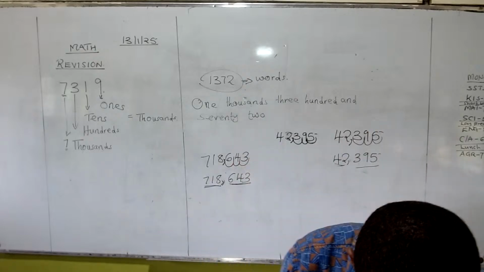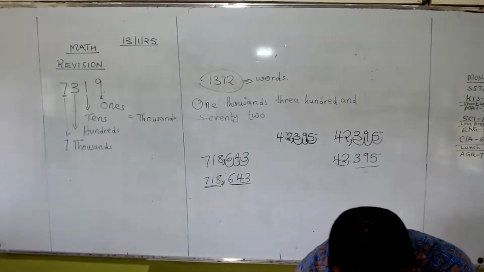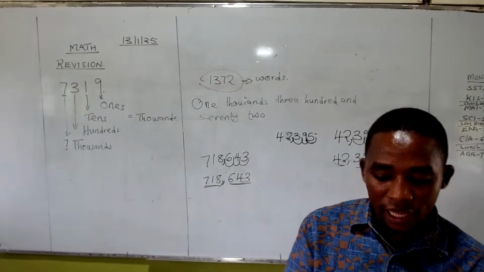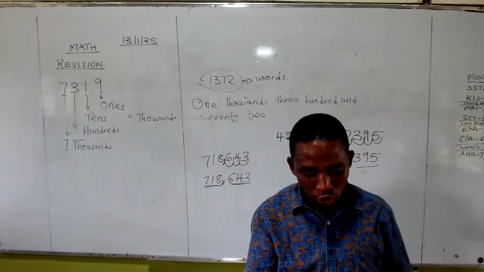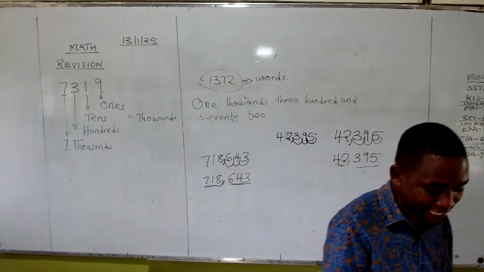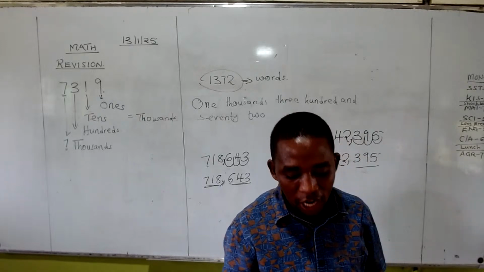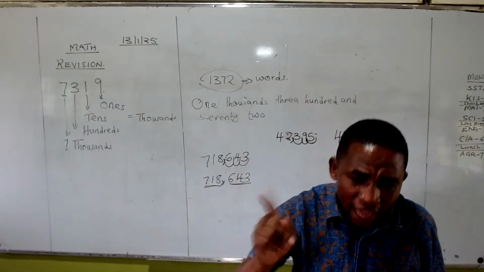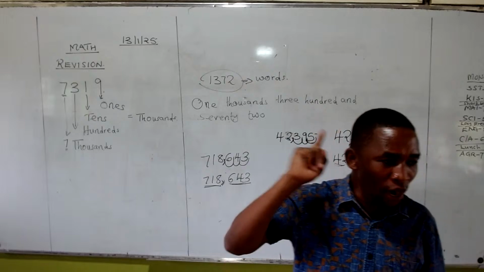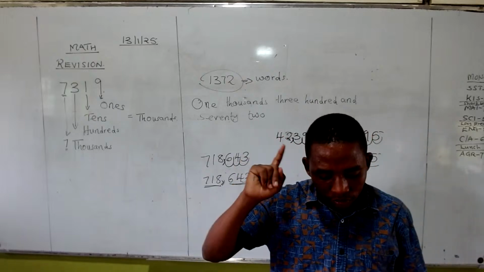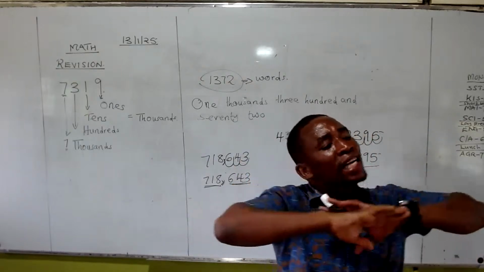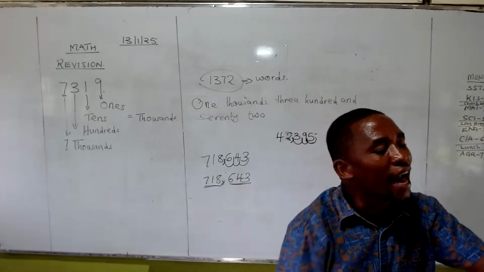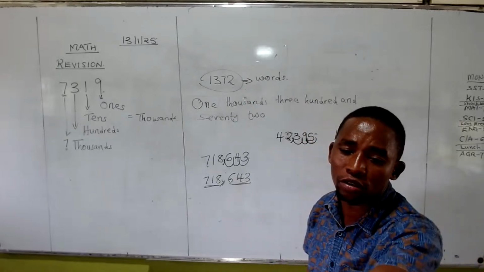Okay. So here we are asked, the Ministry of Health distributed 42,395 mosquito nets during the rainy season in the country. What is the total value of digit 3 in the number? Keyword. Who will identify for me the keyword in this question? The others are stories, my daughter, my son.